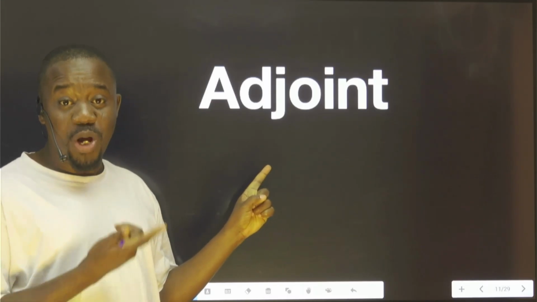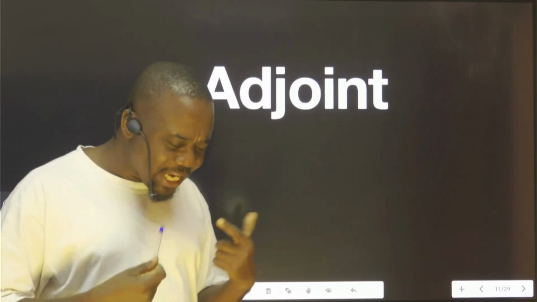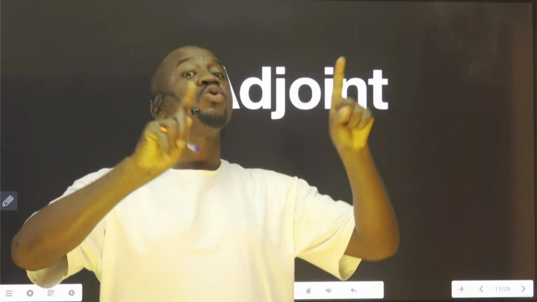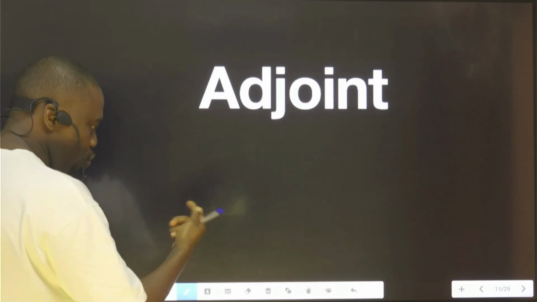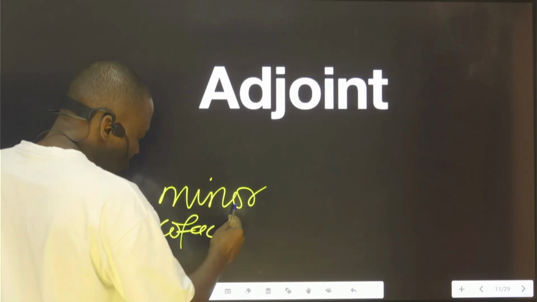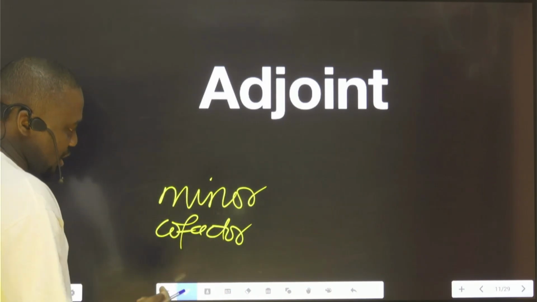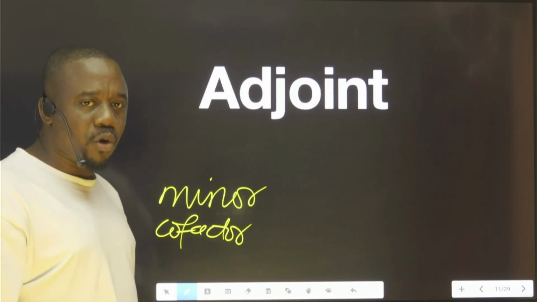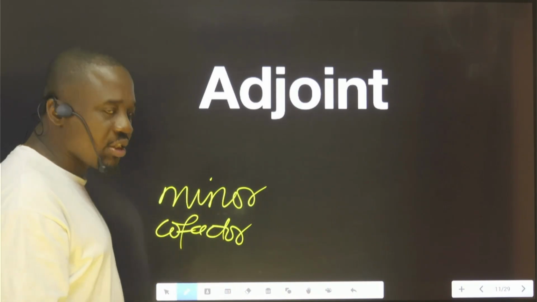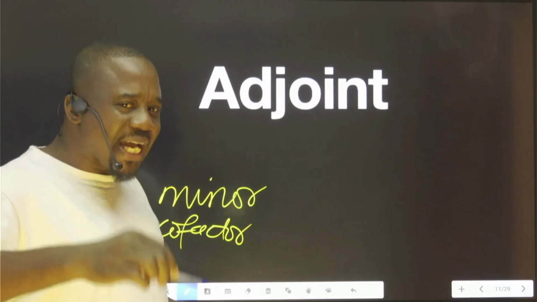In this lecture, we're going to look at the adjoint of a matrix. What is the adjoint of a matrix? The adjoint of a matrix is what you get after finding the cofactor of the matrix and then transposing it. All this we have been doing. If you have been following me, we did minor, from minor we did cofactor, and now we are doing adjoint. Adjoint is the transpose of what? Of the cofactor.